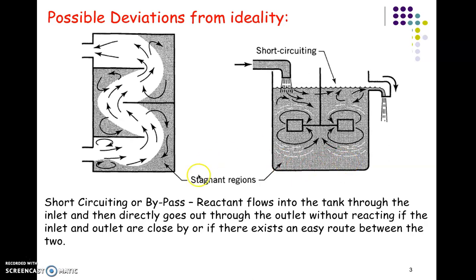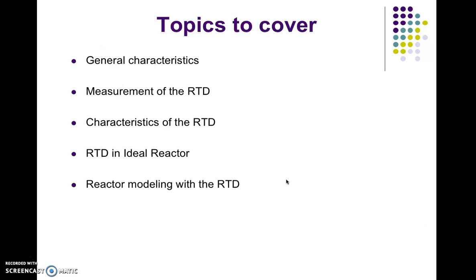What we call here is actually a short circuit or bypass. So we have another problem such as dead volume. In this chapter, we will define that. So it's not a typical chapter like the previous ones that you have learned. You want to know what is actually the problem of your reactor. These are the topics to be covered: the general characteristics of the RTD, RTD in ideal reactors, RTD in non-ideal reactors, and how you model the reactor with the RTD.